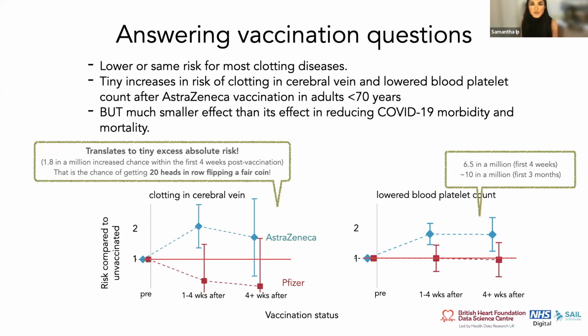But it's important to remember that the outcomes are normally very rare. So this relative risk is really comparing 2 very tiny numbers. The increase in relative risk translates to a tiny excess absolute risk. Clotting in the cerebral vein is of the order of 1 in a million within the first 4 weeks post-vaccination. And the lowered platelet count is around 6 in a million. So to give you an idea of the unit of 1 in a million, that is really comparable to your chance of getting 20 heads in a row flipping a coin.